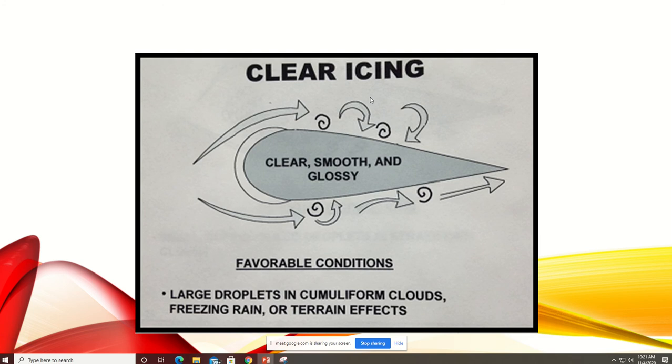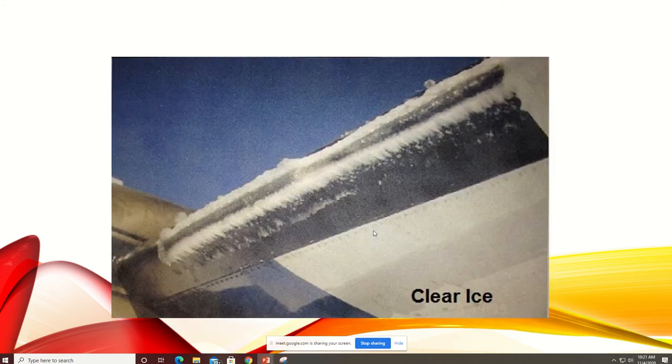So this is what I meant by clear icing or glazed ice. It is very clear and accumulates normally on the leading edge, so it disturbs your airflow. Some examples are large droplets in cumuliform clouds, freezing rain or terrain effects. Glaze is very thick.